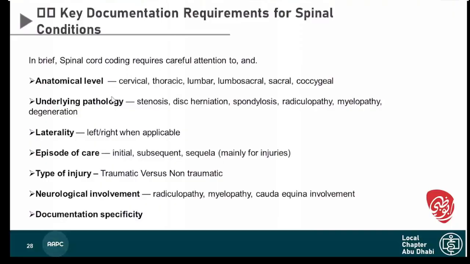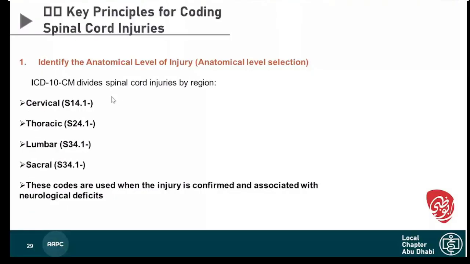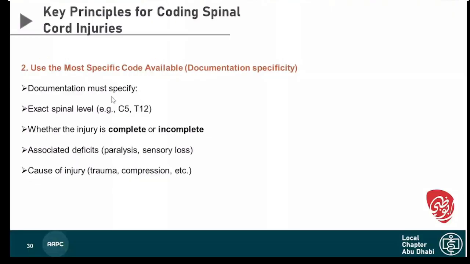Otherwise, we have to query the physician for the specificity or underlying pathology or episode of care. So the first point, identify the anatomical level, which we have already discussed: at what level the spinal injury happened, cervical, thoracic, lumbar, or sacral. These codes are used when the injury is confirmed and associated with neurological deficits.